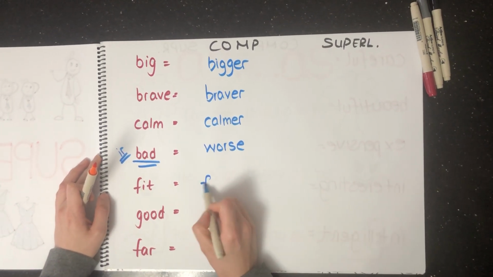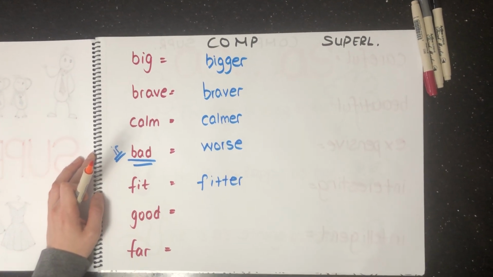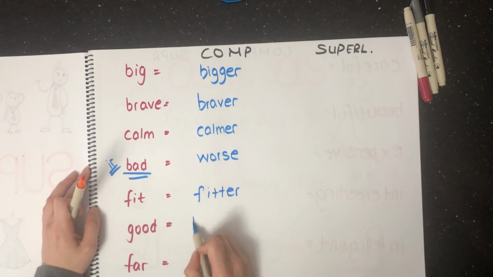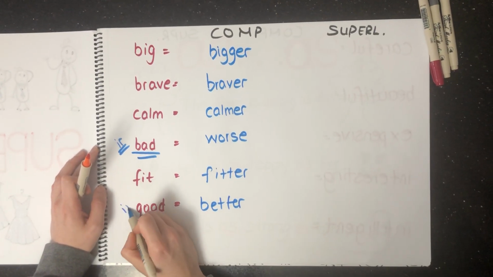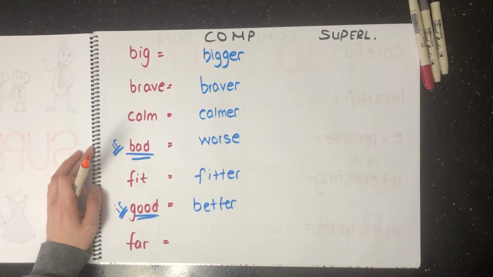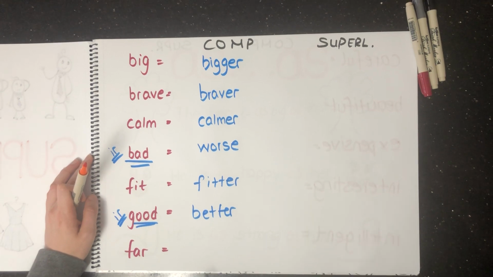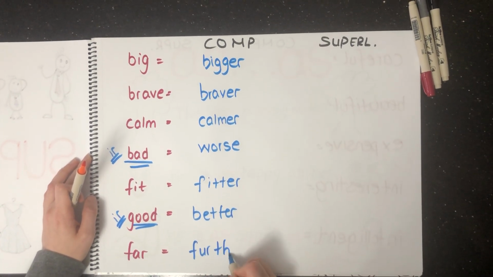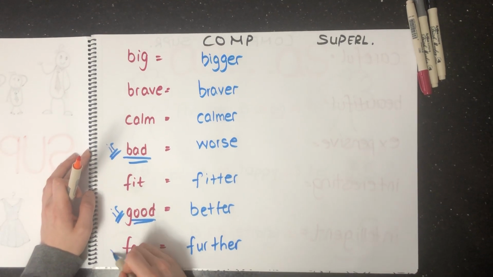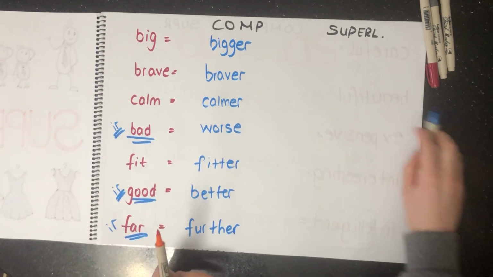Fit? Yes, fitter. Good. What do we say for good? Better. Because this is also irregular, friends. Far. What do we say for far? You know it? No? We use further. This is also irregular. Okay? This is the comparative. And how do we do superlative?